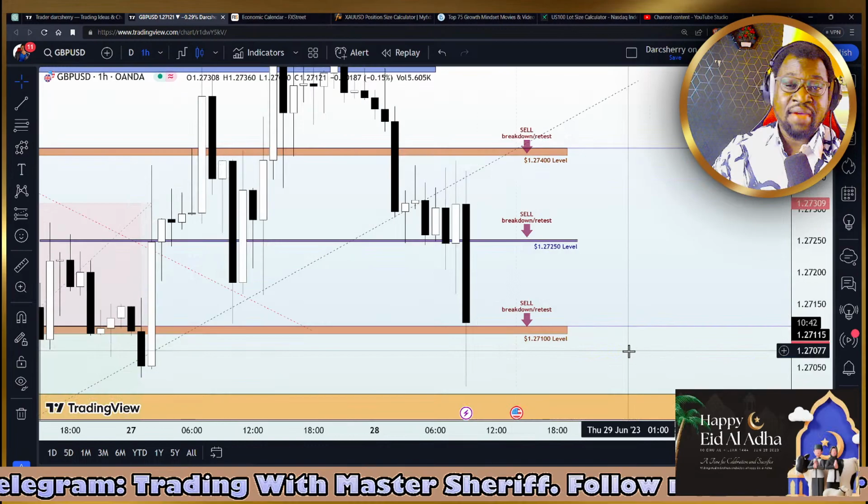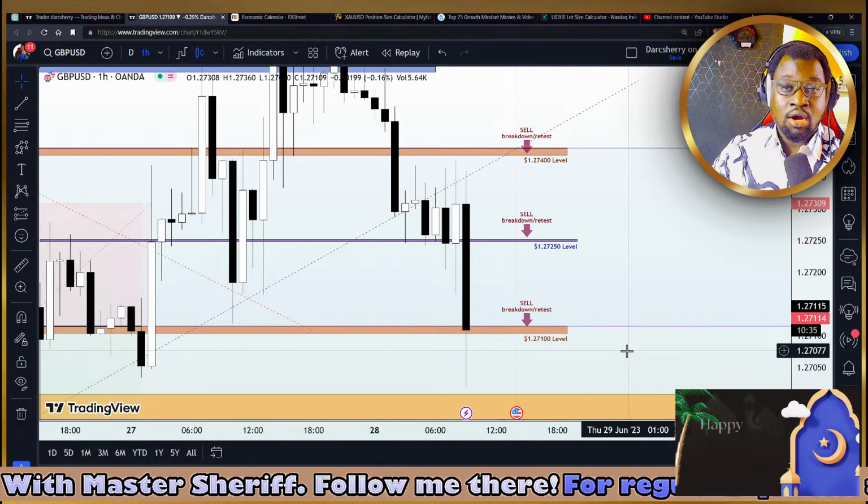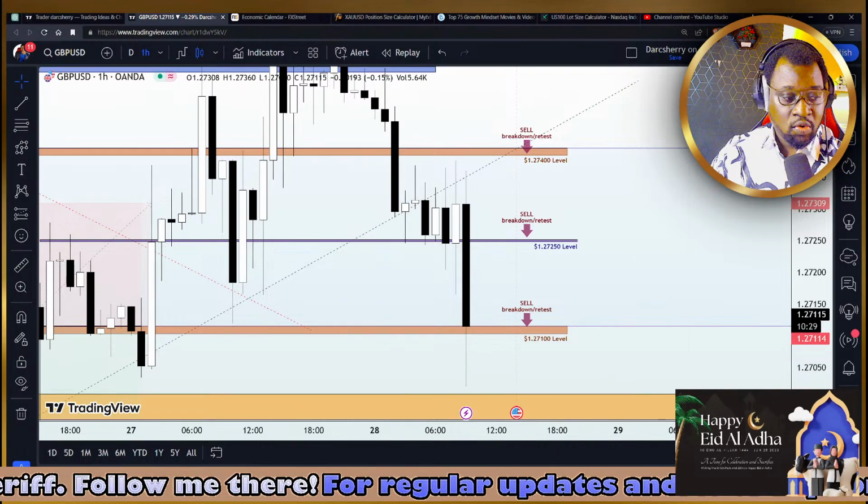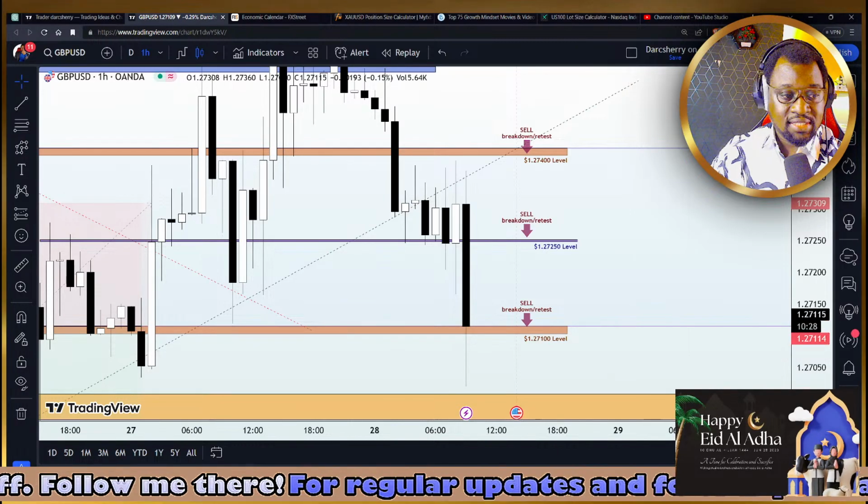So I'm still looking bearish on this one until the structure states otherwise, and if it does, I will definitely give you updates on both my TradingView and Telegram platform. So any questions, feel free to let me know in the comment section. I will take the next 10 to 15 seconds to see if there are any questions before I move on to the next instrument.